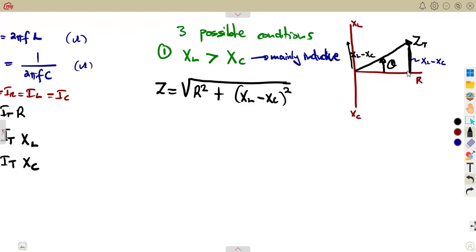We've got this side. Remember the Pythagoras theorem: given two sides, we can have the third side. So just the square root of this. It was supposed to be Z squared is equal to, then you introduce the square root.